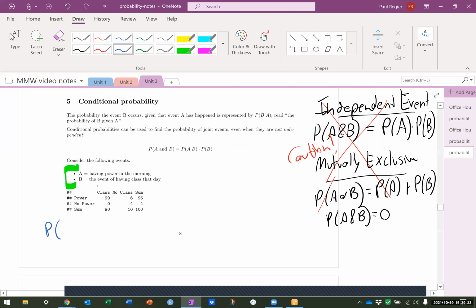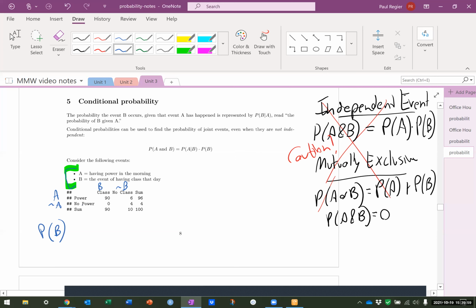So let's just do a couple warm-up problems with this. I'm going to call having class being A, no class is not A. Having power is B, having no power is not B, okay? Just to make it easy. Oh, whoops, I haven't switched here. I'm going to be consistent with what I say here. Power is A, no power is not A, B and not B. Okay, sorry about that.